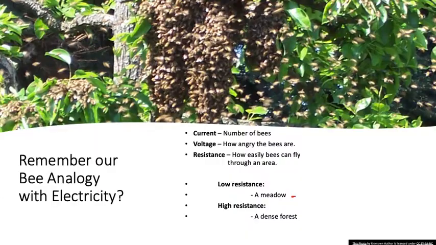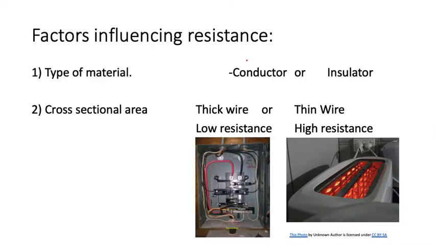Okay. There's a bunch of factors that influence resistance. We've already talked about these. So if you have a conductor, as you know, they have very low resistance. Well, if you have an insulator, they have very high resistance. And there can be some things in between. Remember we talked about some metalloids, which are called semiconductors, and they sometimes have very high resistance. They sometimes have very low resistance. So that was type of material.